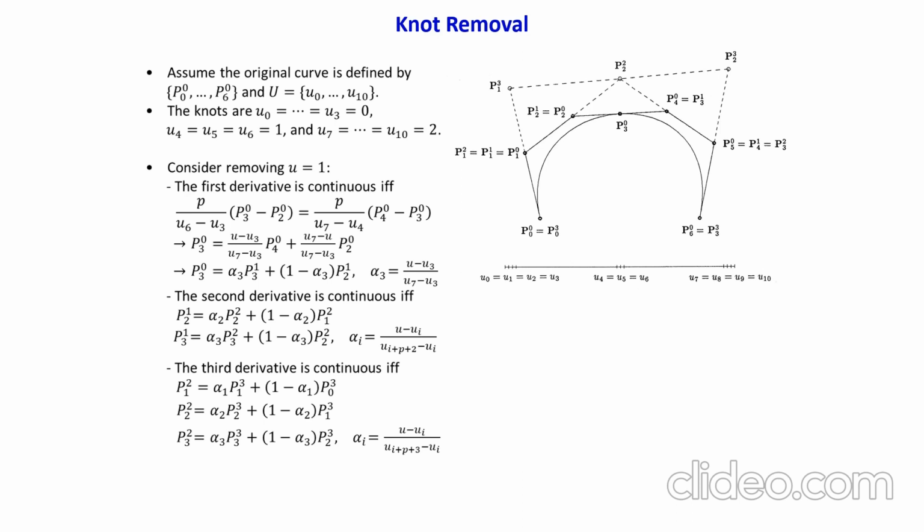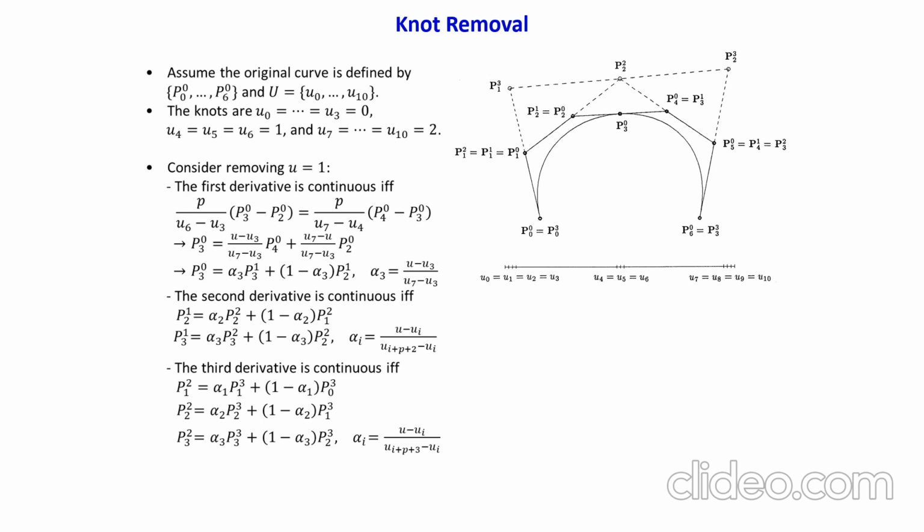Finally, letting point 2 at step 0 equal point 2 at step 1 and point 4 at step 0 equal point 3 at step 1, and simplifying this fraction to alpha 3 yields point 3 at step 0 equals alpha 3 times point 3 at step 1 plus 1 minus alpha 3 times point 2 at step 1. In this case, the equation is just the formula for inserting U equals 1 into the knot vector with 1 as a double knot, since U sub 7 is U sub 6.